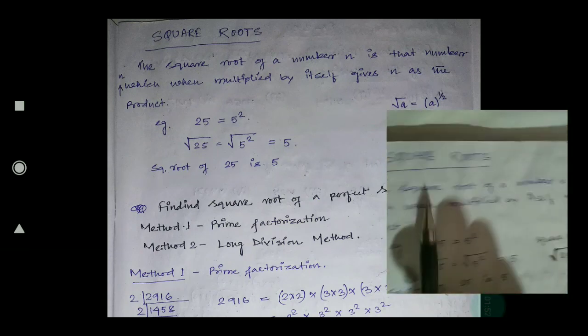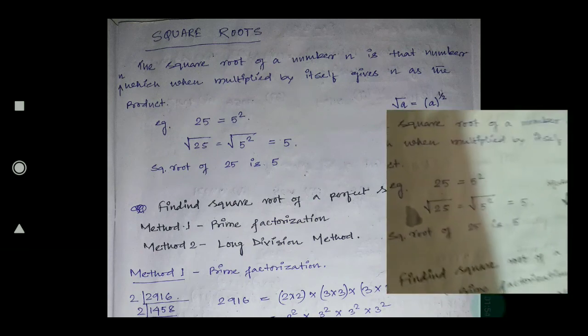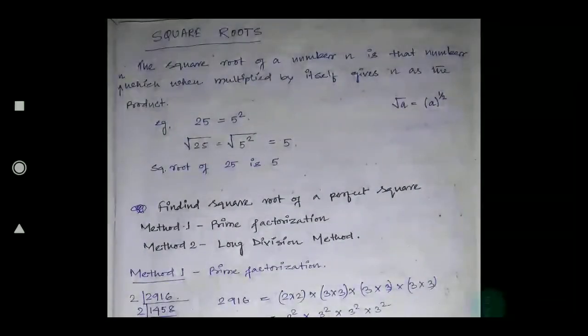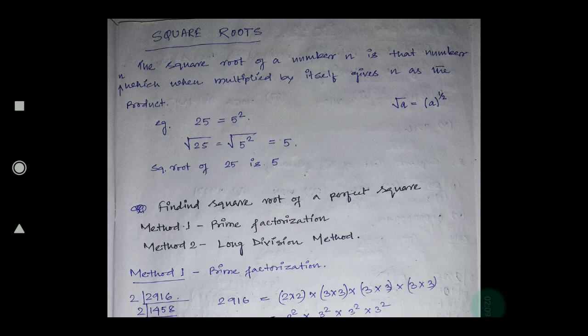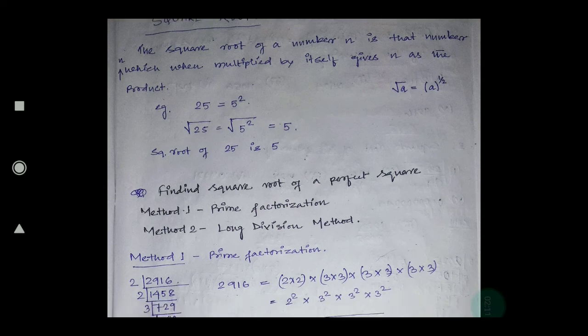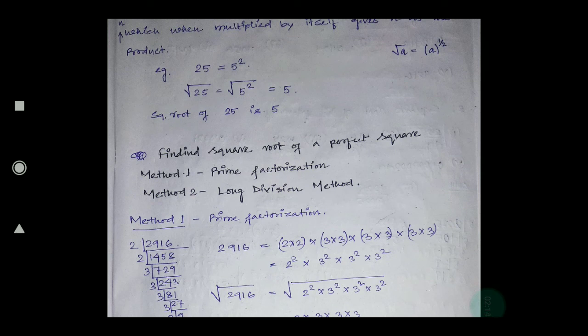See the definition. The square root of a number n is that number which when multiplied by itself gives n as the product. Now, find the square root of a perfect square. Suppose a perfect square number is given; you have to find its square root.